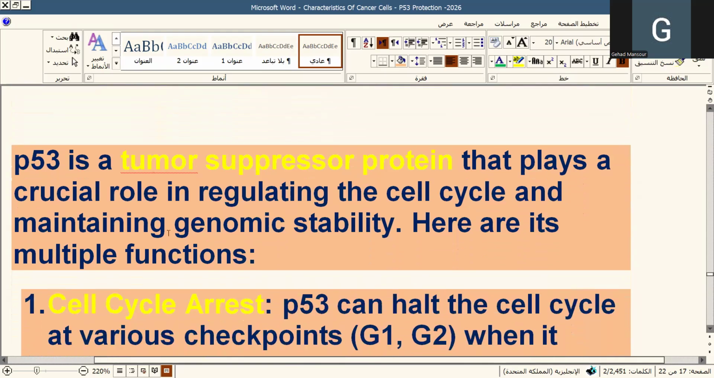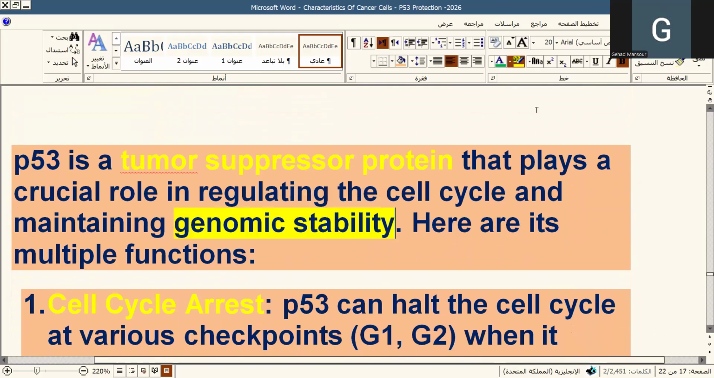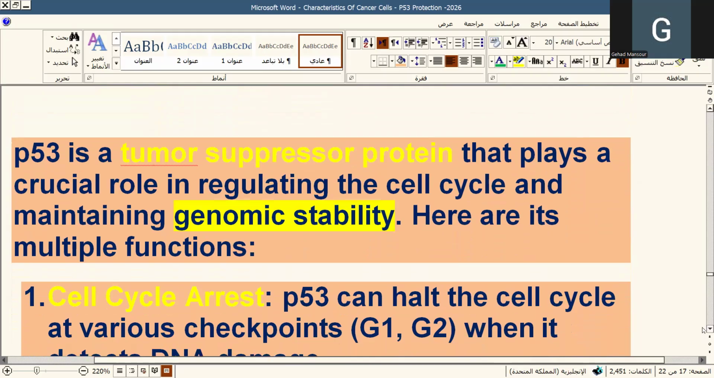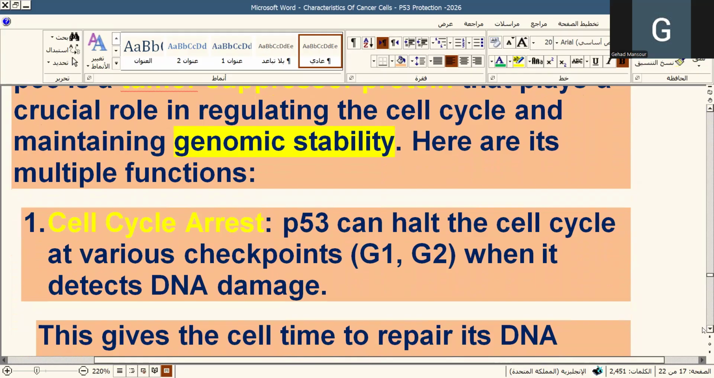So we can say that P53, by being a tumor suppressor protein that regulates the cell cycle, is important for maintaining genomic stability. What do we mean by maintaining genomic stability? We mean that it discards all mutated DNA and keeps only the normal DNA that codes for normal proteins that will carry out normal functions in the body.